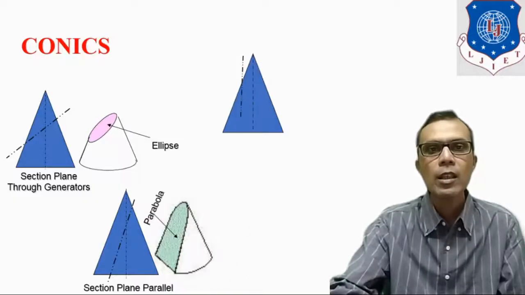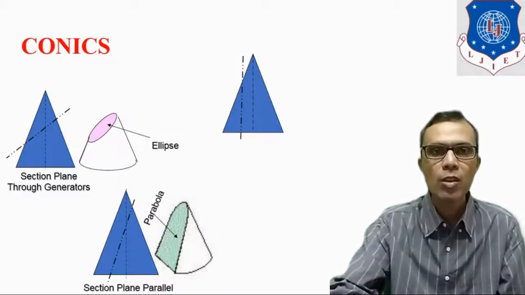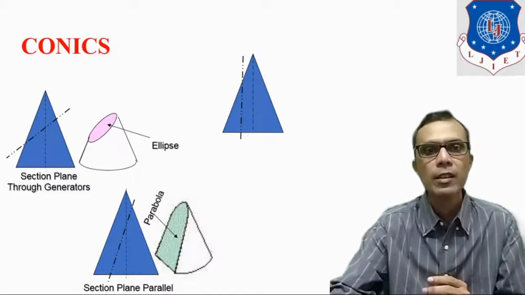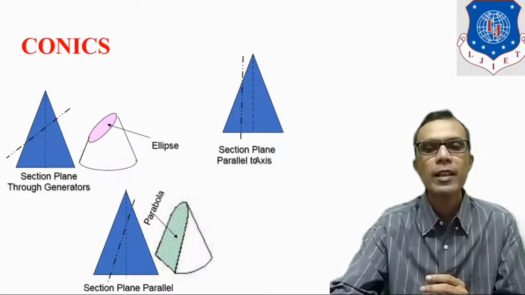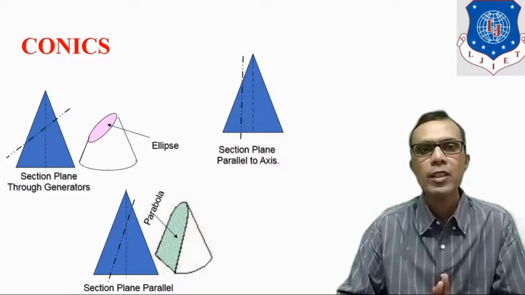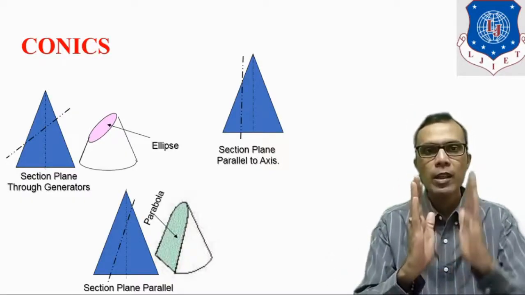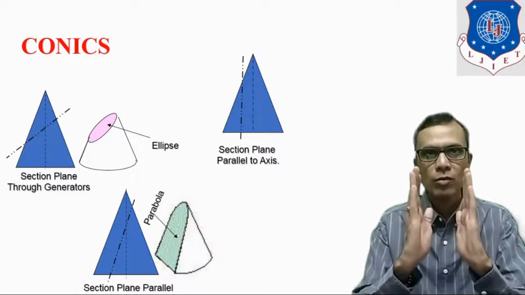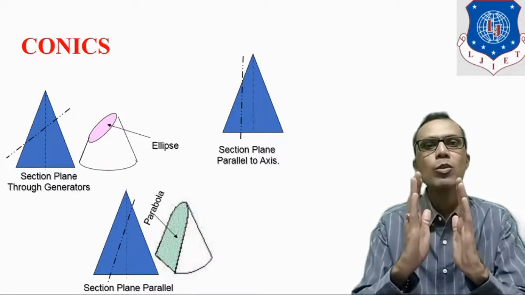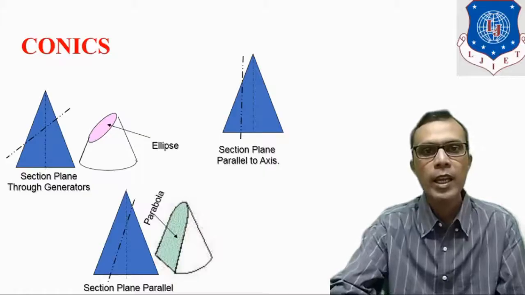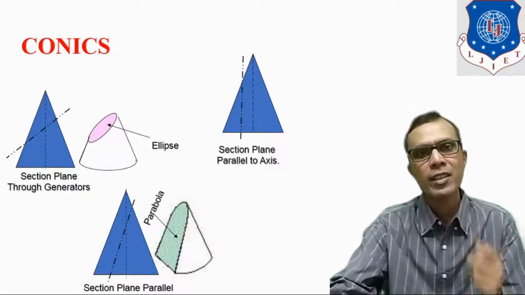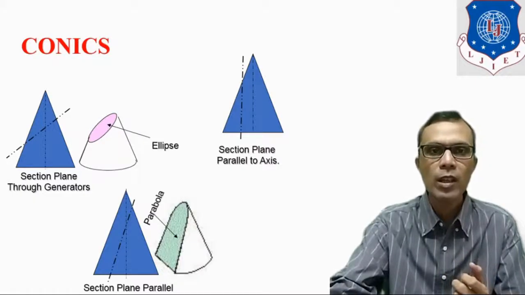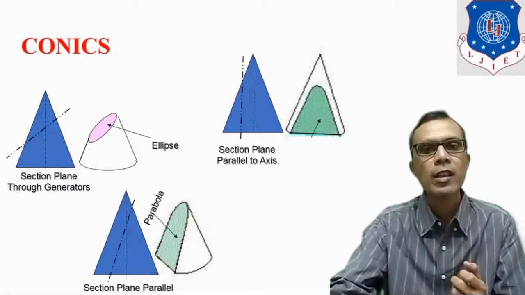Now again let us change the position of the cutting plane. You can see what is the position of the cutting plane. Cutting plane is exactly parallel with the axis of the cone. It is the axis of the cone and it is the position of the cutting plane. So cutting plane is parallel to the axis of the cone. If in this position it is cut by a cutting plane and if the smaller part is removed, then the remaining section is hyperbola.